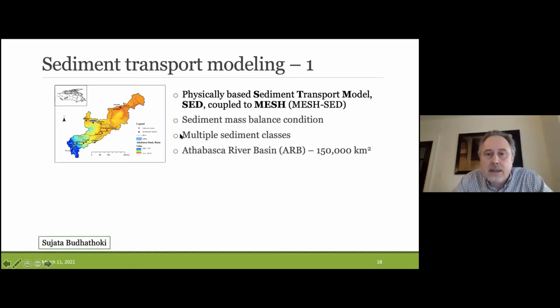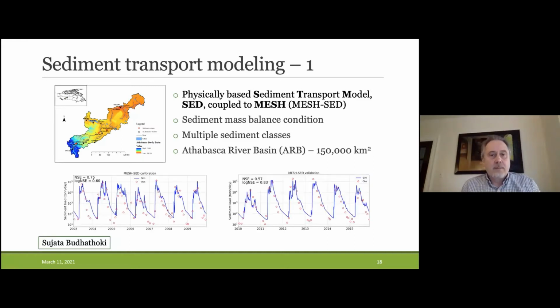The model has the capability to account for multiple sediment classes, which is important for future applications on contaminant transport, because different sediment classes have different affinities for different contaminants. And so here are some of her results.